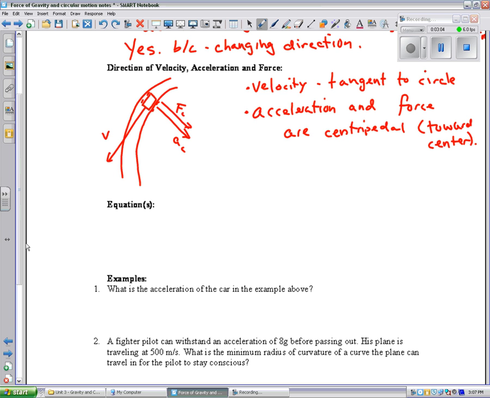The equations for this: the acceleration is equal to v squared over r, where v is velocity and r is the radius of the circle, or the radius of the turn. And if I combine that with F equals ma, I end up with this: F equals mv squared over r. The nice thing about circles is when you see a circle problem, you almost always know you're going to use this equation for the acceleration.